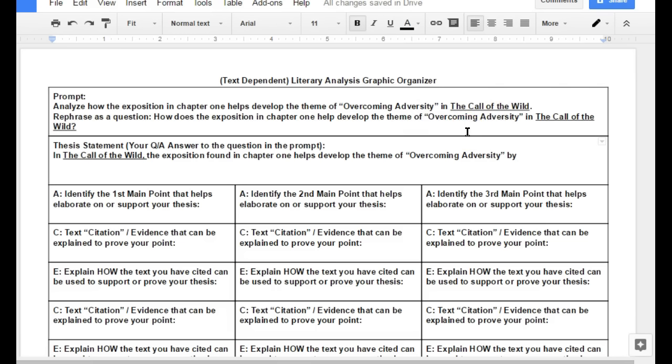They would want you to come up with a theme. But since our unit is surrounding this particular theme, I figured I'd keep this for us, at least for this first unit. So I'm thinking the exposition helps develop the theme of overcoming adversity by setting Buck up for adversity. But that's a really weird way of phrasing it. So I need to think about how I can elaborate that.